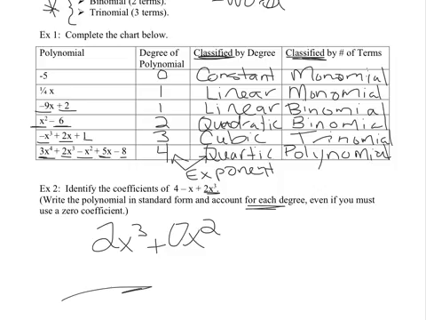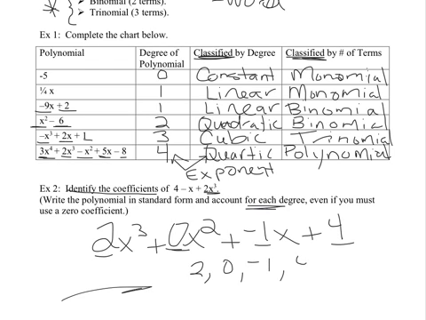Then a degree of 1 would be minus x, or that's just like plus a negative 1x. And then your constant is 4. So if I ask you to identify the coefficients, once you've got it in standard form, you can do that. You've got your coefficients right here, and you have to include that 0. So you'd write your coefficients as 2, 0, negative 1, and 4. And that would be your answer as far as what your coefficients are.